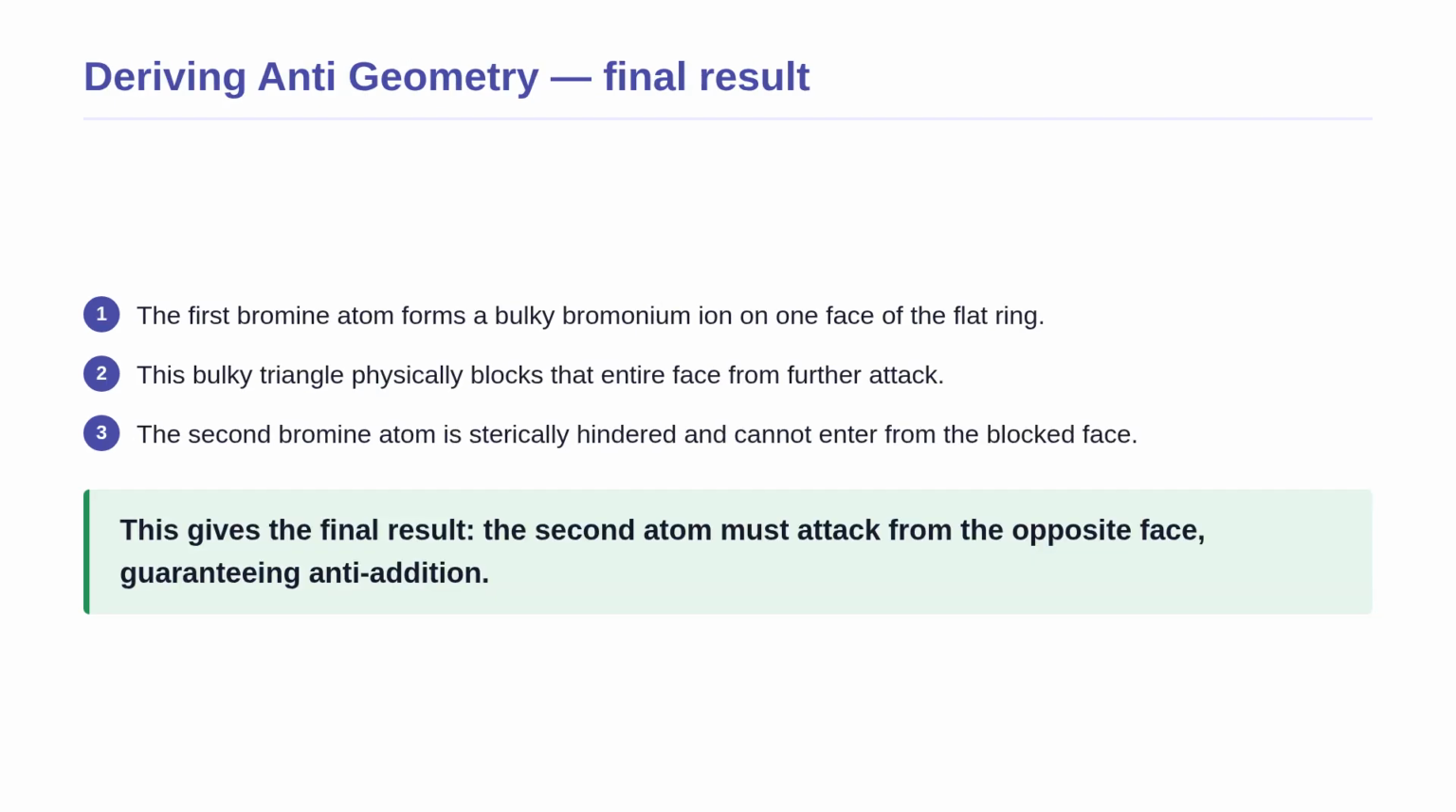Let us formalize the reasoning behind this result. The proof lies in steric hindrance, which is a fancy way of saying atoms take up space. The first bromine atom forms a massive triangle that physically occupies the entire top face of the molecule. Because two things cannot occupy the same space, the second bromine atom is sterically hindered from entering the top. This proves that the second atom must attack from the opposite face, guaranteeing anti-addition.